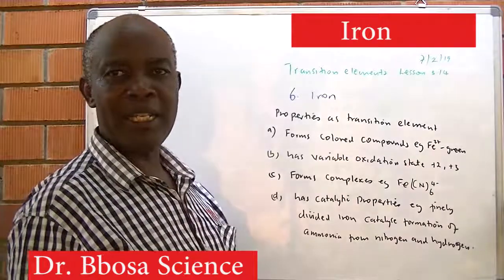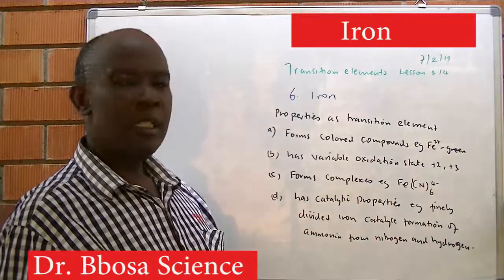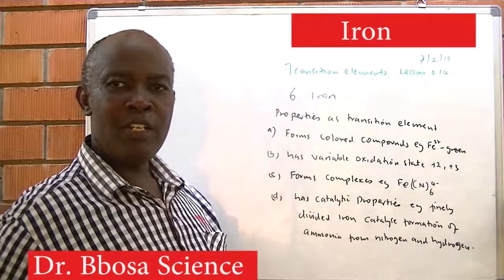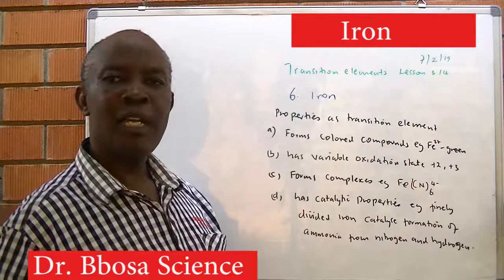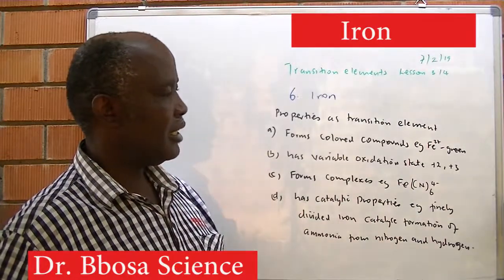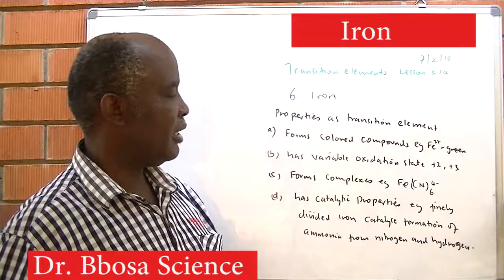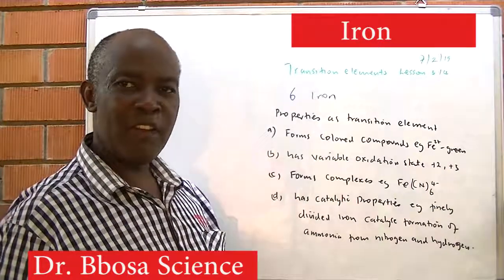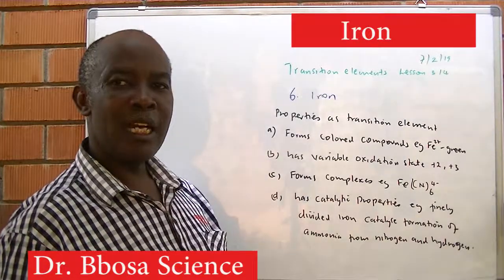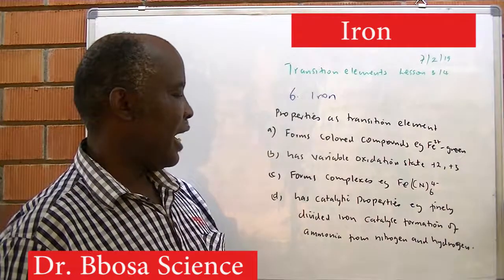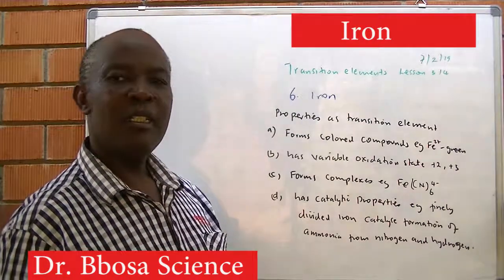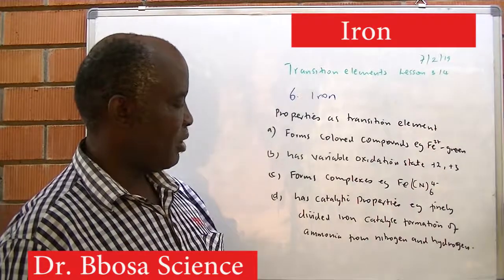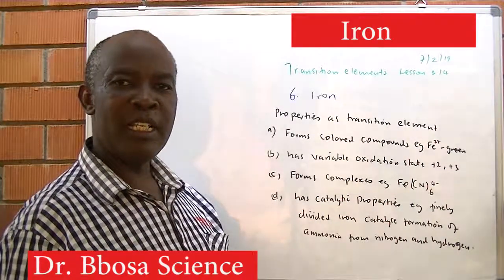4s2 3d6. Properties as a transition element. Iron forms colored compounds. For example, iron 2 compounds are green. It has variable oxidation states, positive 2 and positive 3, and forms complexes. For example, hexacyanoferrate 2 is a complex. Then it has catalytic properties, i.e. finely divided iron catalyzes formation of ammonia from nitrogen and hydrogen.